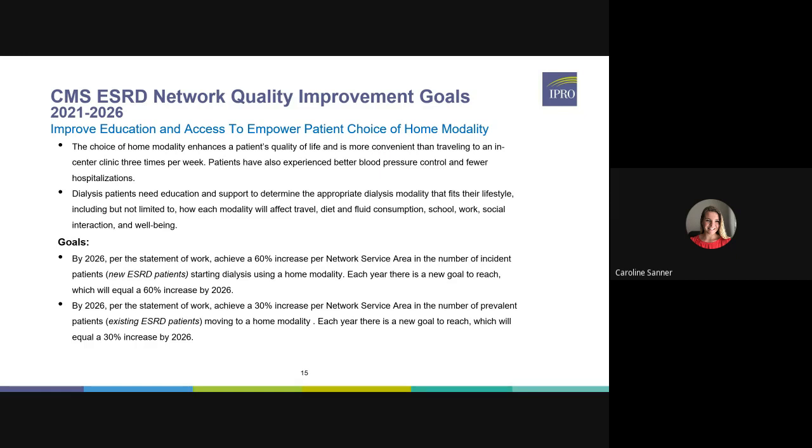The goals set by CMS are, by 2026, per the Statement of Work contract, achieve a 60% increase per network service area in the number of incident patients starting dialysis using a home modality. Incident patient means new end-stage renal disease patient. Each year, there is a new goal to reach, which will equal a 60% increase by 2026. The second goal is by 2026, per the Statement of Work contract, achieve a 30% increase per network service area in the number of prevalent patients moving to a home modality. Prevalent patient means existing ESRD patient. Each year, there is a new goal to reach, which will equal a 30% increase by 2026.